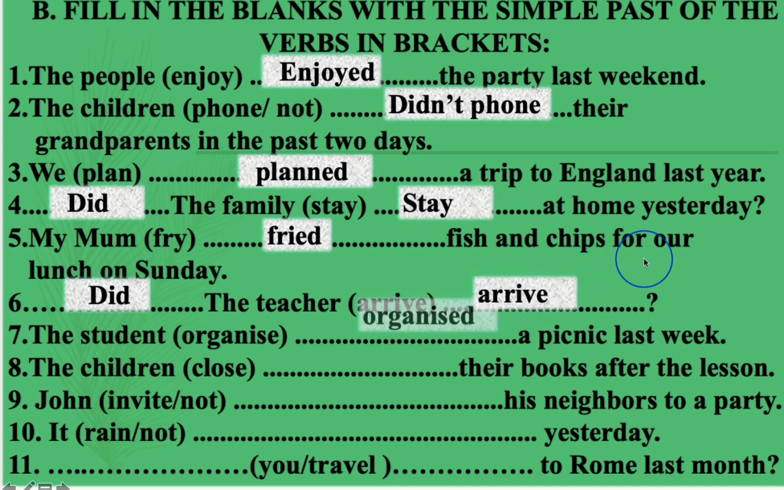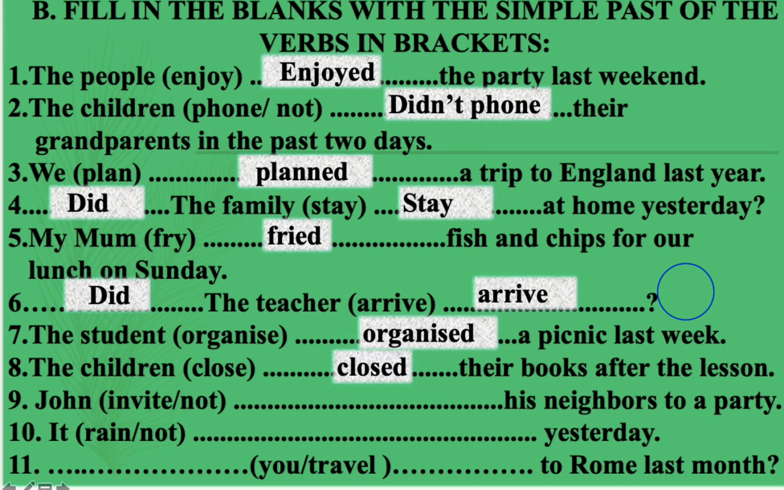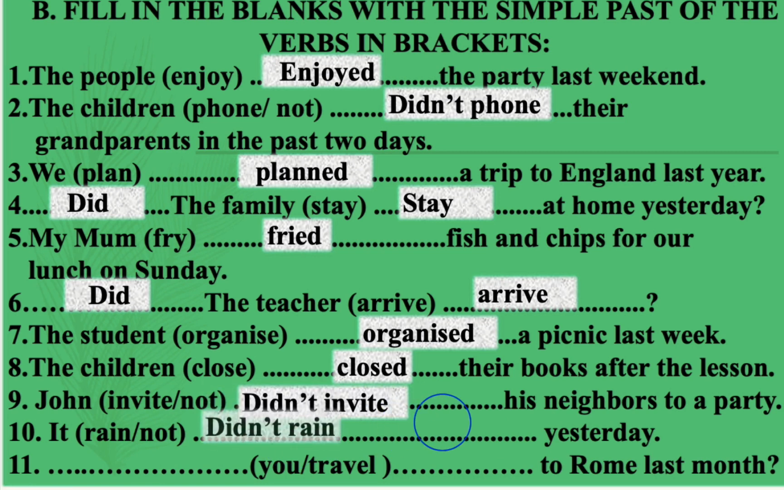Number 7, the students organized a picnic last week, because we have affirmative form. The children closed their books after the lesson, affirmative form again. John invite not. Please, always when we have not, it is negative form. So it is John didn't invite his neighbors to a party. Number 10, it rained not yesterday, because we have not here, so it is again negative form. So it did not, or it didn't rain yesterday.